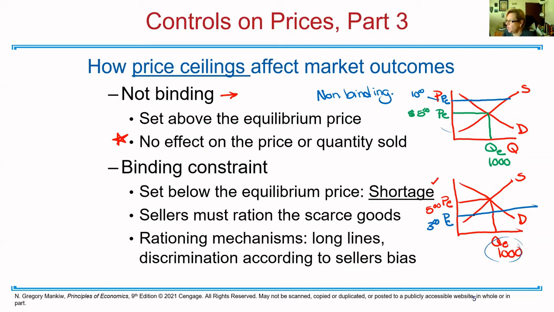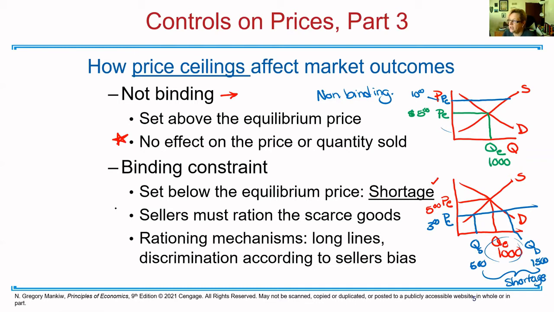Moreover, the quantity supplied is going to be here. Let's call that 500. And the quantity demanded is going to be in excess of quantity equilibrium. So let's say quantity demanded of 1,500. So in this case, we have a shortage which occurs in the market, a shortage of 1,000 units.